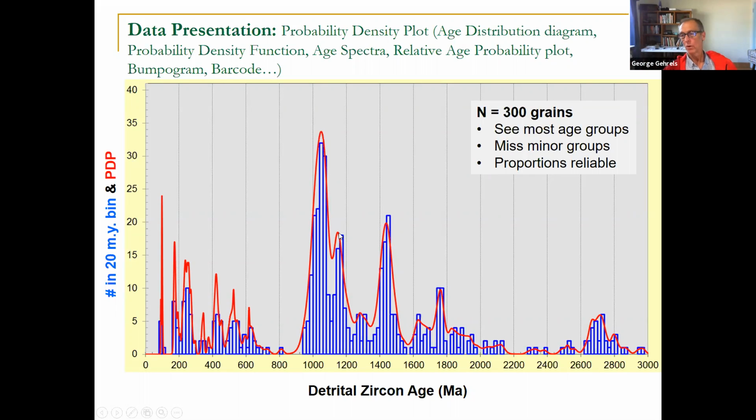This is what's been done for a long time now. These would be the peaks of age probability for this sample. And that would be probably the most important information. This one for the max depo age, all these others for provenance and source characterization. So we call this a PDP plot, but there's lots of other names that have been used for this one, bumpograms, barcodes. And that's just kind of the fingerprint, the fingerprint of age for that sample.